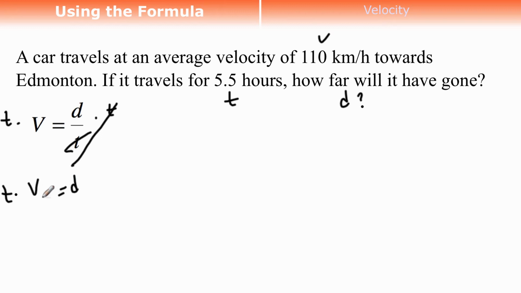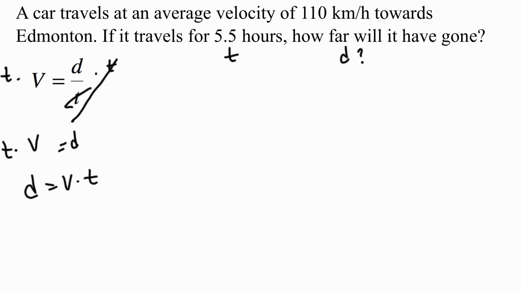I'm sort of a left-handed formula guy. So I'm going to rewrite that formula as d is equal to v times t. Notice if you just swap both, then it works out fine. It's the same thing. Okay, so distance is equal to velocity, 110 kilometers per hour, times the time, 5.5 hours. Hours cancel, leaving me with kilometers, which is what I'm looking for.